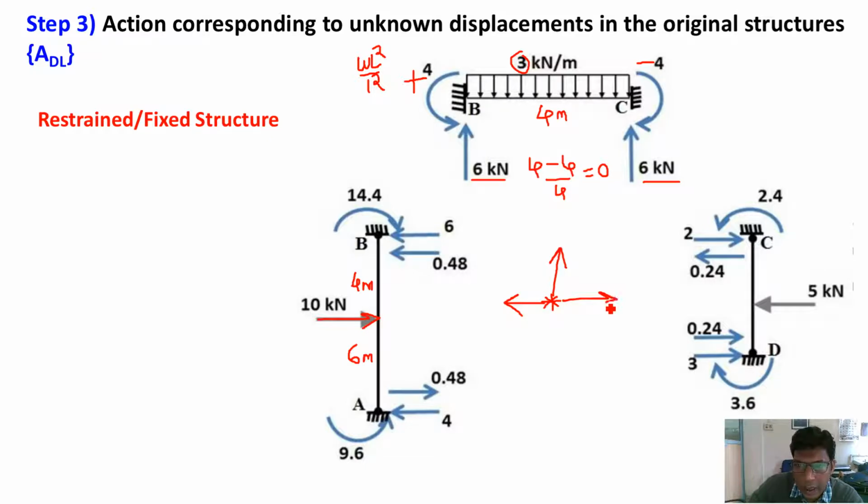Why are these directions important? Because from these directions you can decide which one is the left end and which one is the right end, to decide the fixation moments, anti-clockwise and clockwise. So if you observe this left column from this direction, A is the left joint and B is the right joint. So anti-clockwise fixation moment at the left joint and clockwise fixation moment on the right joint.